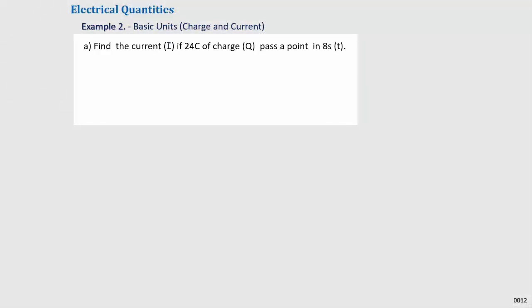The following example is in the accompanying workbook, Basic Units, Charge and Current. Part A is to calculate the current if 24 coulombs of charge pass a point in 8 seconds. We know that current I is equal to the amount of charge Q that flowed past a point divided by time t taken. In this case, charge was equal to 24 coulomb and time taken was 8 seconds. So, 24 divided by 8 gives a current of 3 amperes.